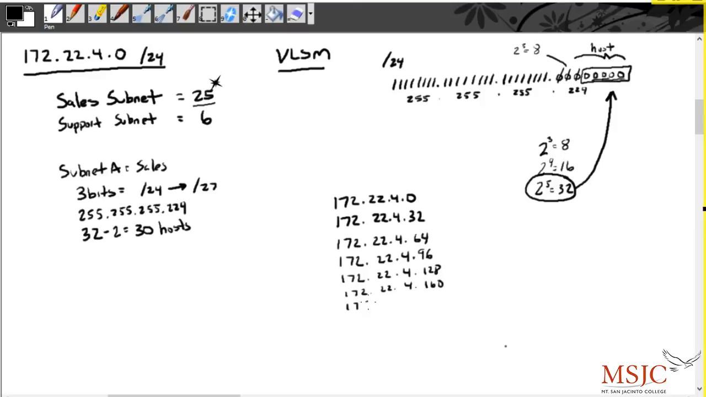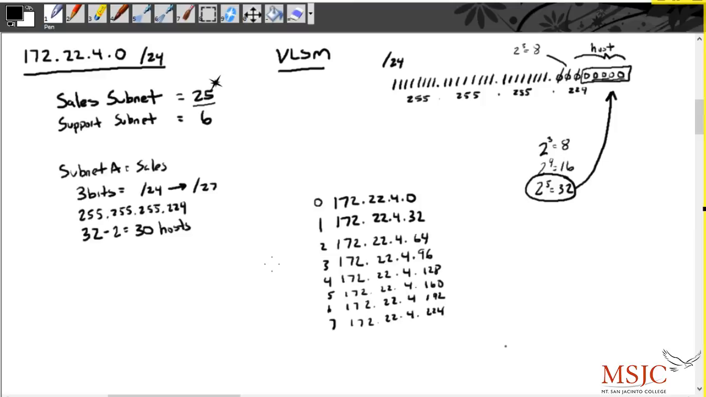So that's what I'm doing. I'm just writing out. So this should be the number 0, the number 1, 2, 3, 4, 5, 6, and 7 for a total of 8 subnets.